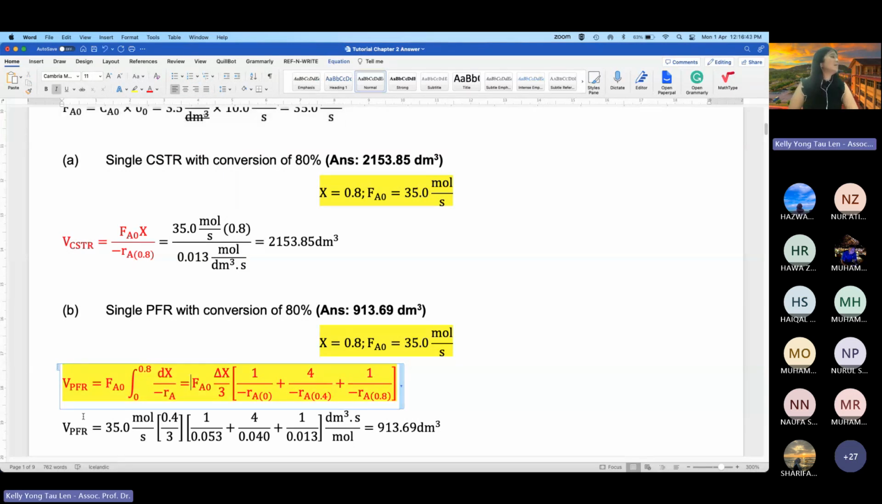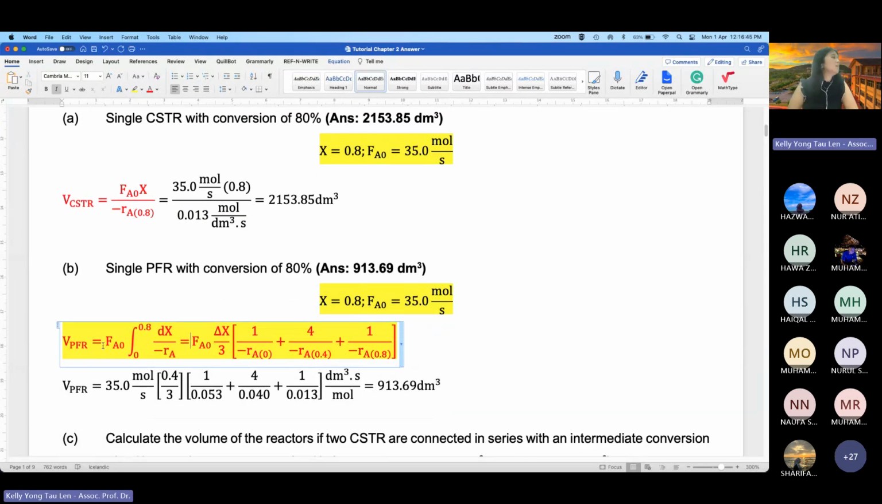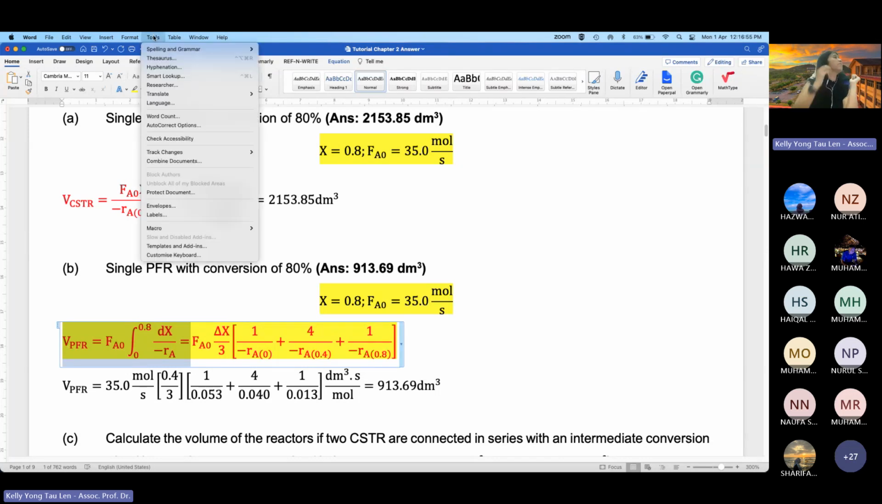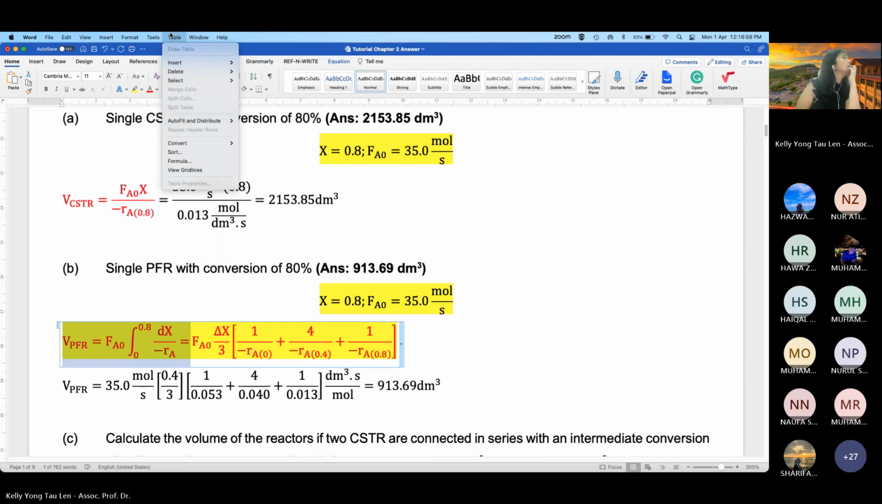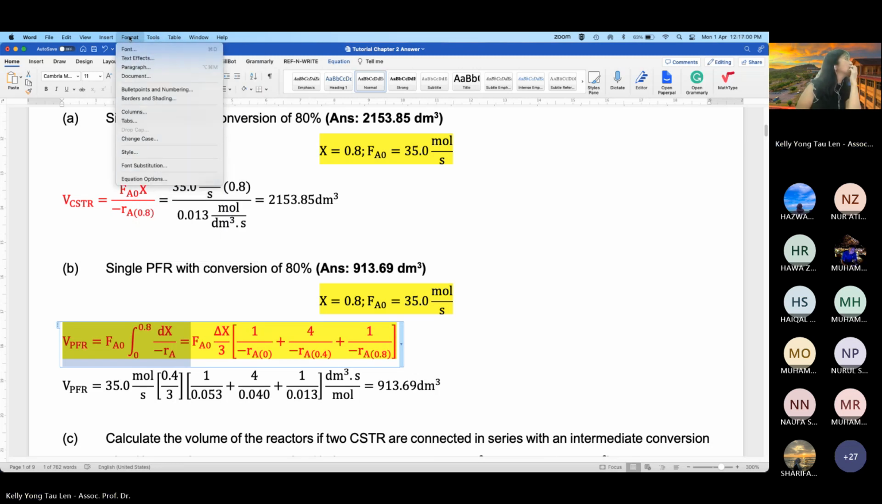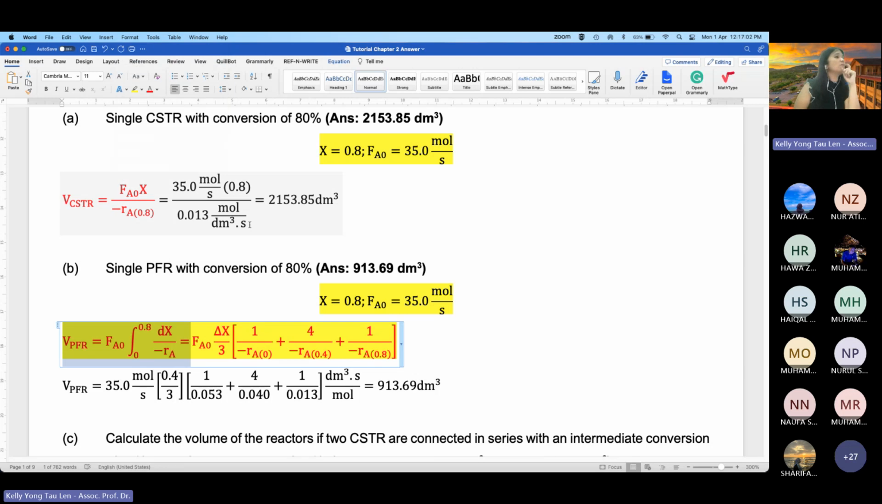Okay, so the formula is volume of PFR equals FA0 integral from 0 to 0.8 of dX over minus RA. I would like to use the pen, but I cannot find the pen, because it's not like PowerPoint, right? So that is the issue. Now, I think it should be okay. I hope that you can catch up.